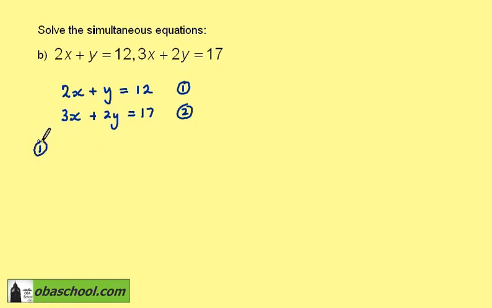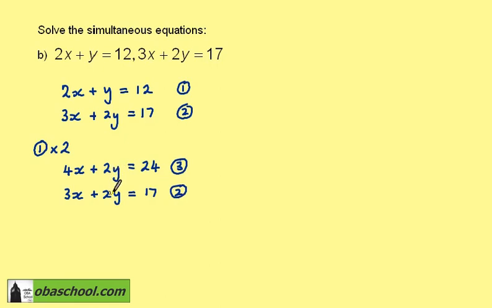Take equation 1 and multiply it by 2. 2 lots of 2x are 4x. 2 lots of y is 2y. And 2 lots of 12 give us 24. Call this equation 3. And number 2 is 3x plus 2y is equal to 17.